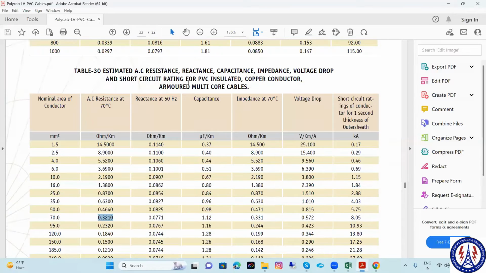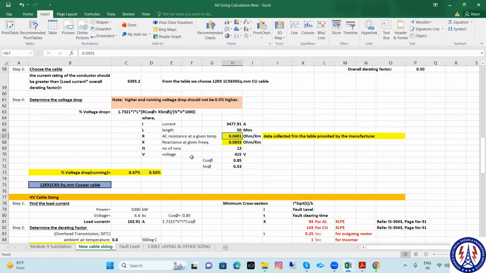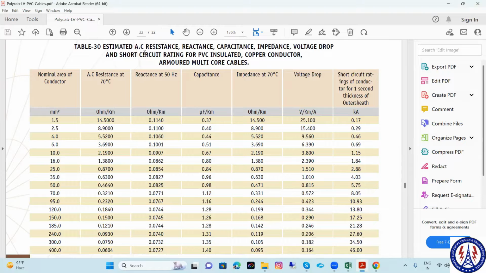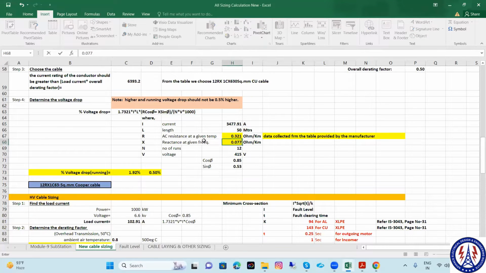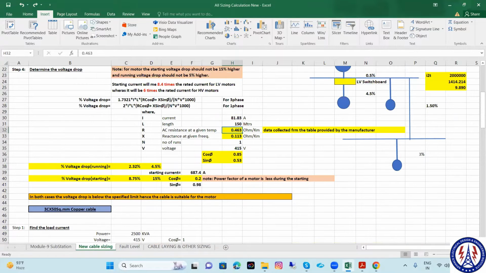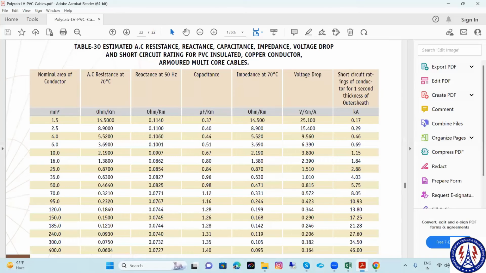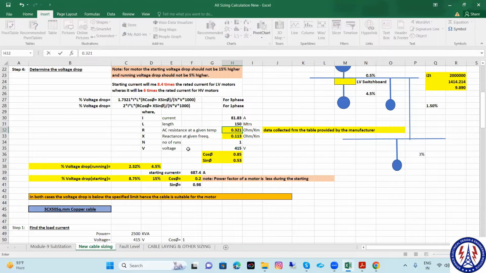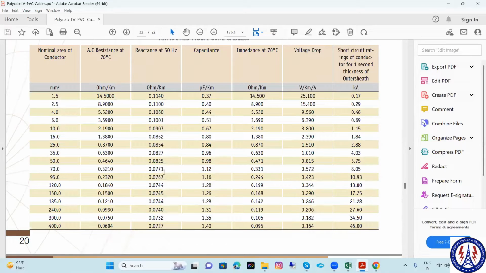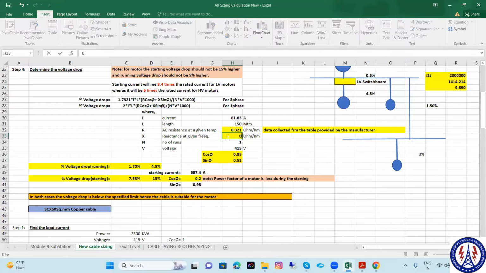One minute, let me check once again. This is for the 4 core I have taken; for single core I have taken 0.3210. Reactance is what? 0.0771, copper conductor. Oh, sorry, that is, I think, for XLPE. Yes, I have used a different catalog for the XLPE. Currently I am using PVC. That's the reason. 0.0771.